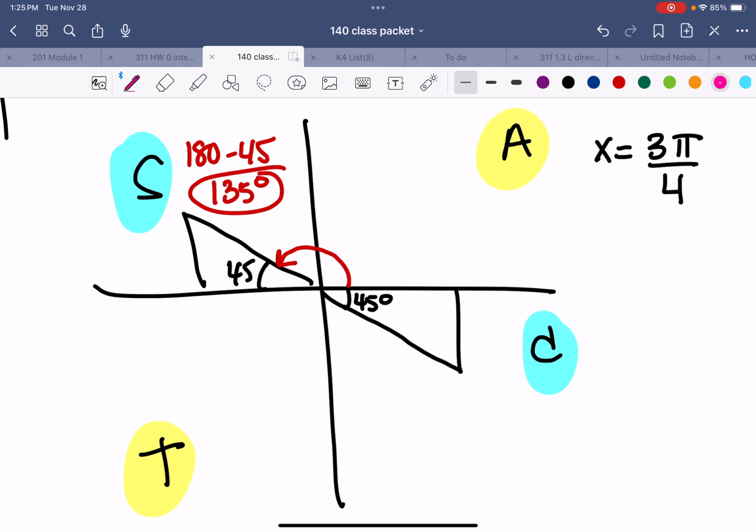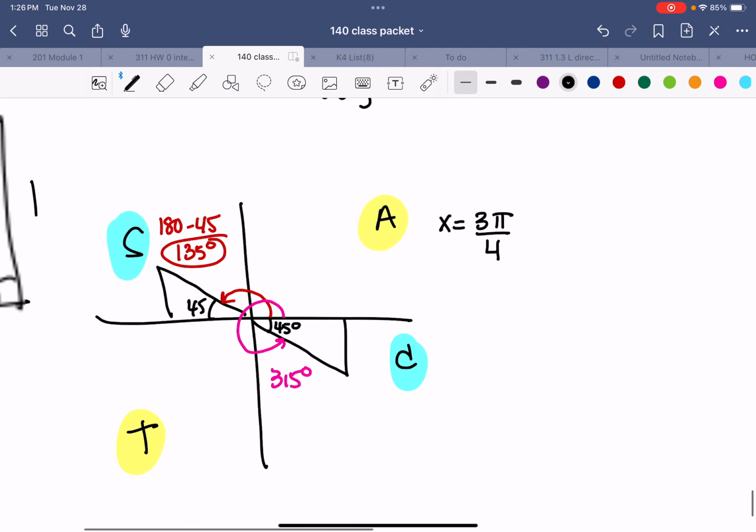Then we want to go all the way around to this one, and this is 45 degrees short of a full circle. So it's 360 minus 45, and that's going to give us 315 degrees. If I divide that by 180 to convert to radians and turn it into a fraction, I get that x equals 7 pi over 4.